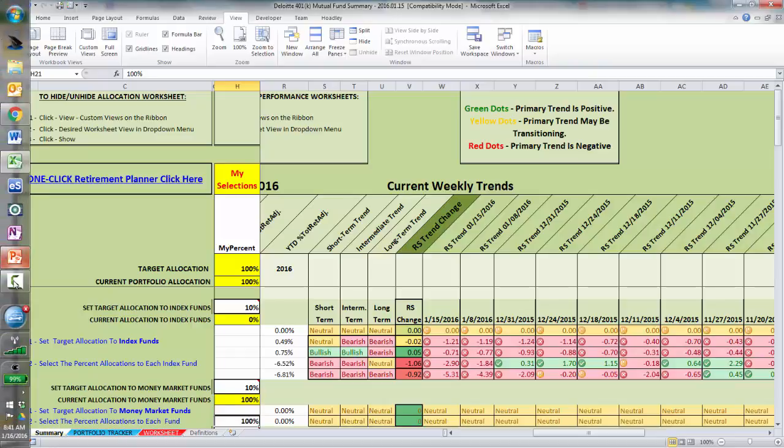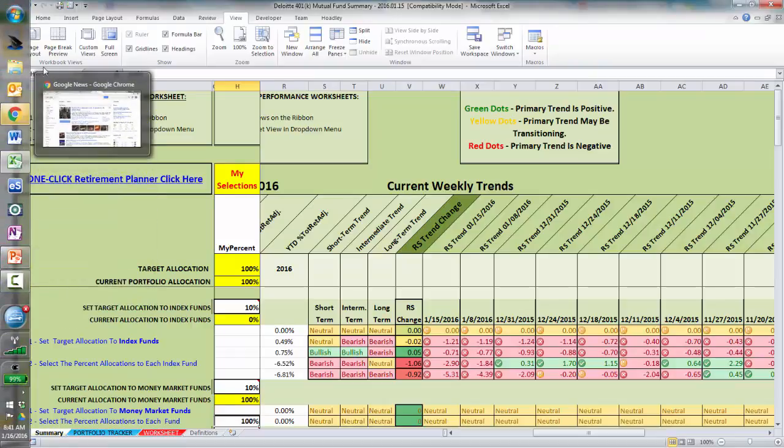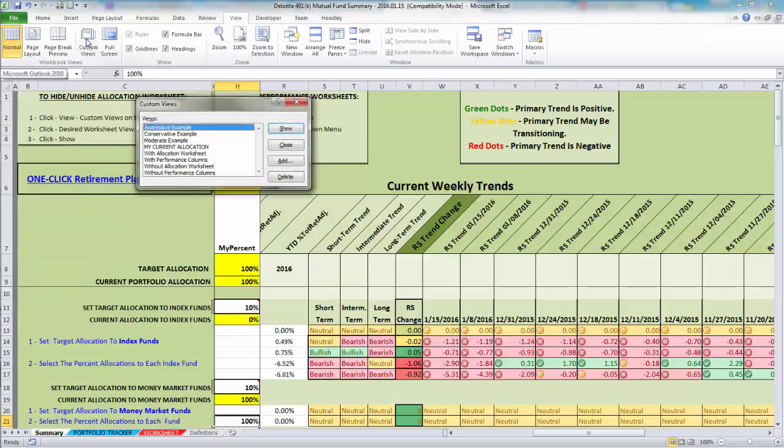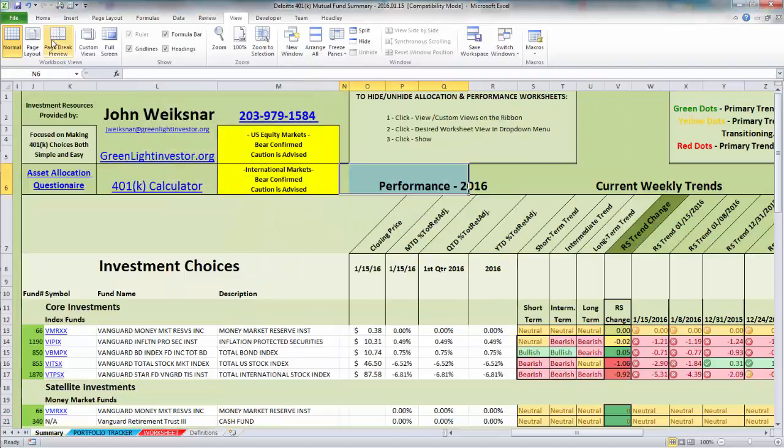Let's go back to our home page. We'll click on View, Custom Views, and let's go with the performance columns. We'll click Show.